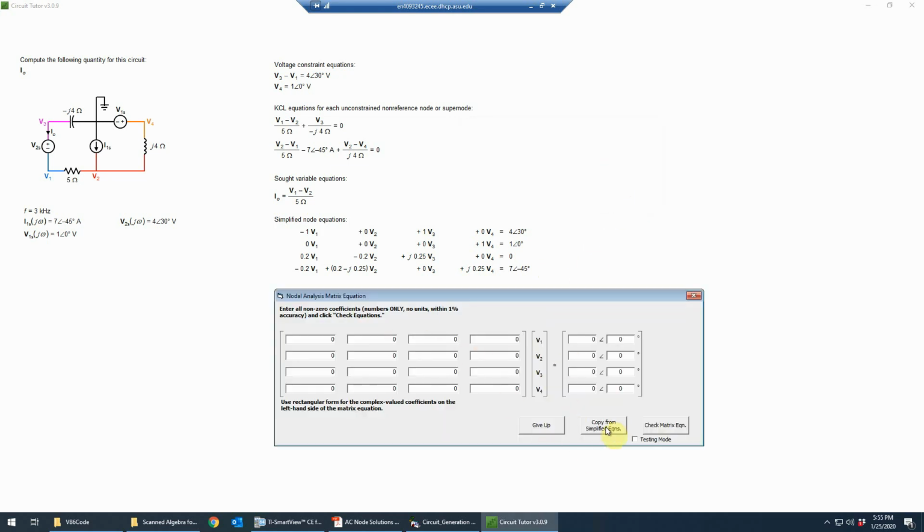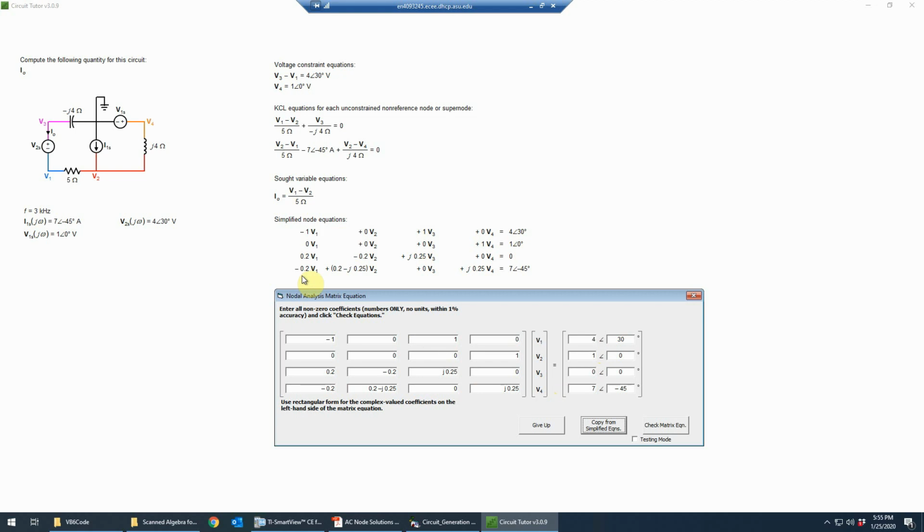You just click the button that copies those from the simplified equations so that we don't have to retype all of those coefficients. It's not necessary to do that unless you feel like doing it, I guess. And remember that each one of these rows of the matrix equation corresponds to one of the original simplified equations. So for example, here it would be negative 1v1 plus 0v2 plus 1v3 plus 0v4 equals 4 angle 30. And that would be the first equation here.